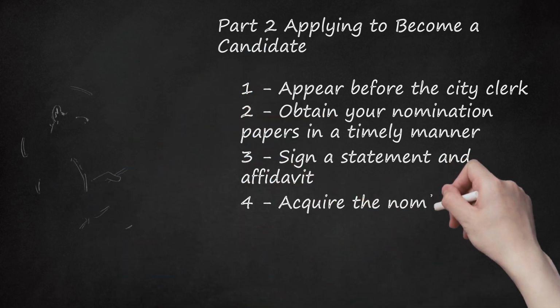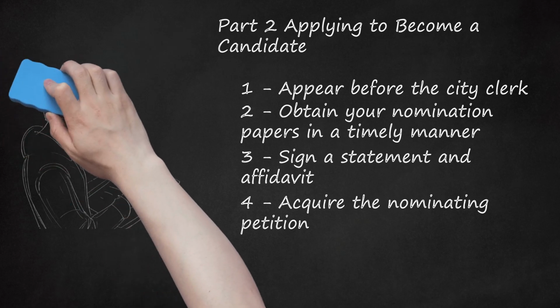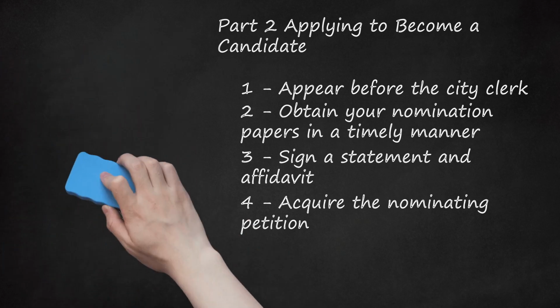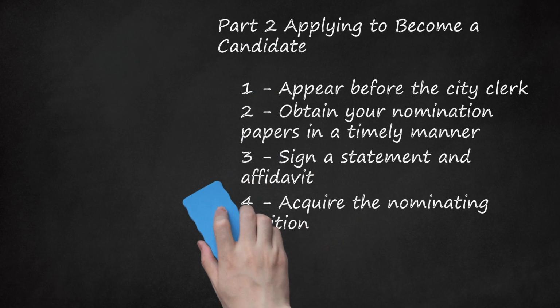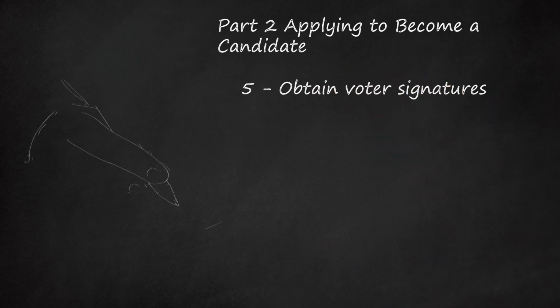4. Acquire the nominating petition. The nominating petition is the main package of information that will make you a candidate for city council. It will contain your personal information as well as information about the office you are running for, space for voter signatures, and a circulator's affidavit. It must also contain a note verifying the number of signatures you will need in order to have a sufficient nominating petition.